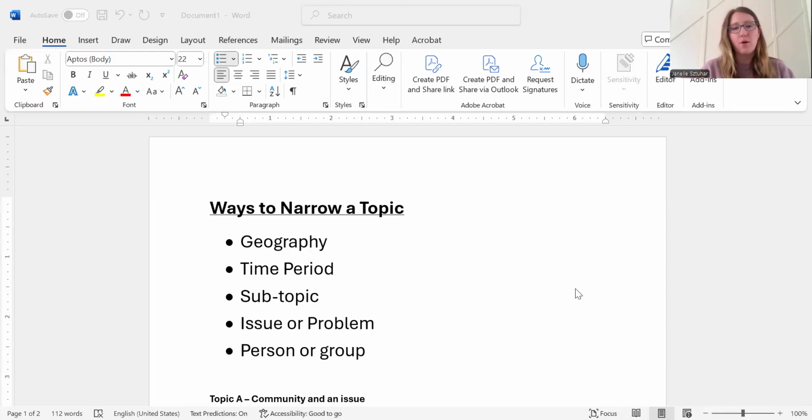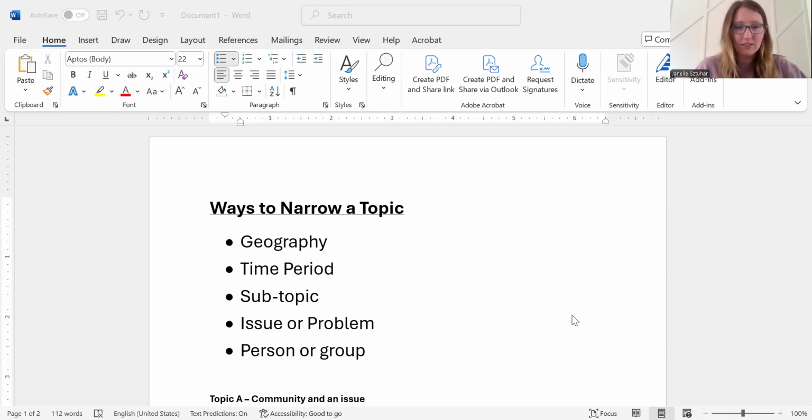So let me share my screen here. I've just got a Word document for you to take a look at to think about how you would narrow a topic. So these are 5 points that I like to think of. So we've got geography, time period, subtopic, an issue or a problem, or a person or a group. Now, depending on which topic you've chosen from the assignment instructions, you will look at some of these or all of these.